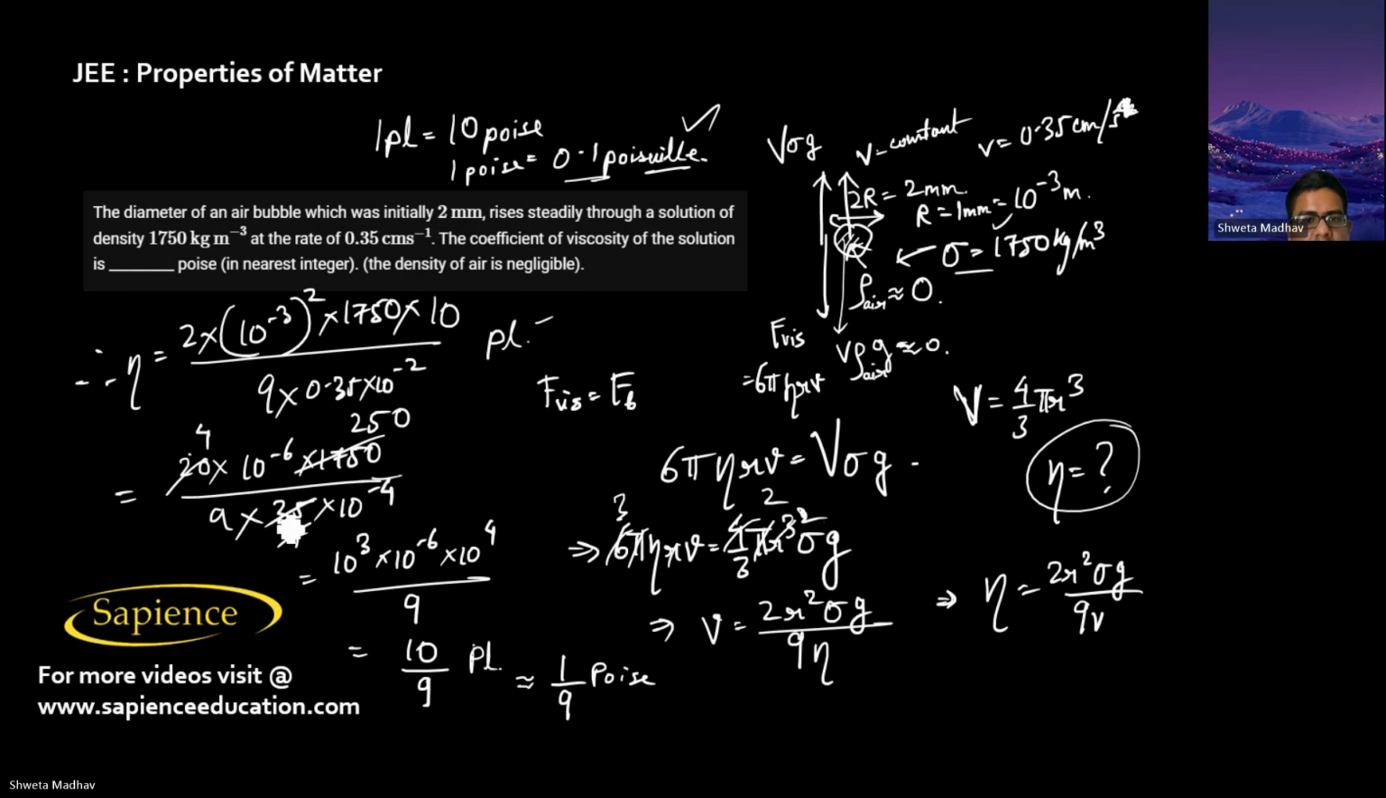1750 by 9 into 35 into 10 power minus 2. 0.35 into 1 centimeter is 10 power minus 2 meter. 11 to 10 power minus 4. So this will be 25 for the 100. So this will be 10 power. So it will be 1000, 10 power 3 plus 10 power 4 minus 10 power 6. So 10 power 7 by 9 in Poisson.